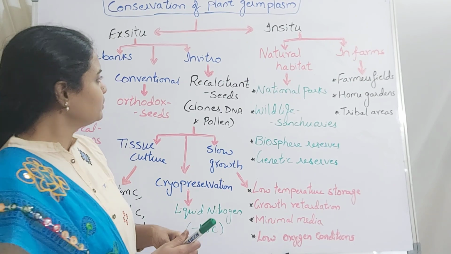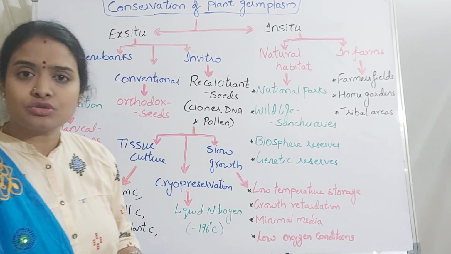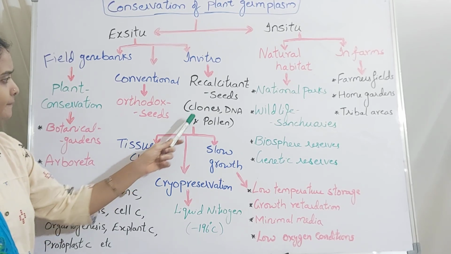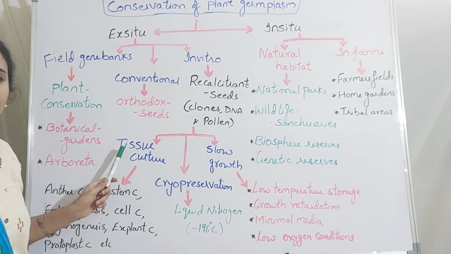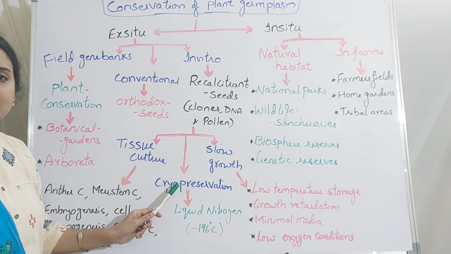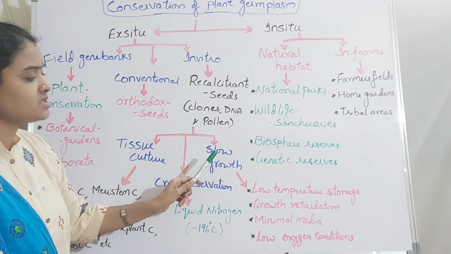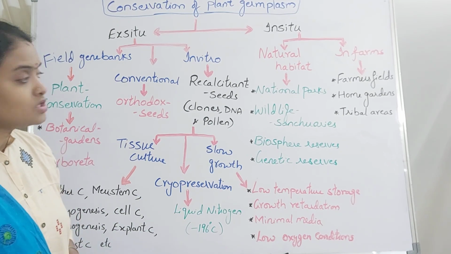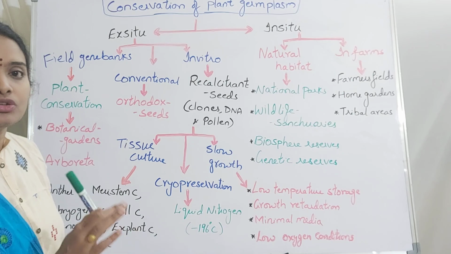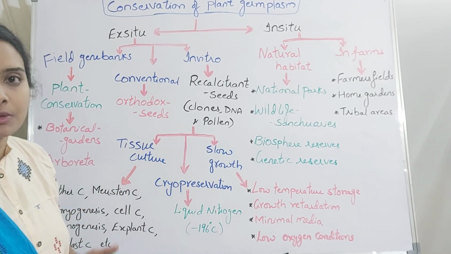Normally we have studied plant tissue culture techniques, right? That is the same thing here. So here you have the tissue culture method, another one is the cryopreservation method, and the other one is the slow growth technique. In vitro, that means outside the plant body, you are going to conserve the plant genetic material.